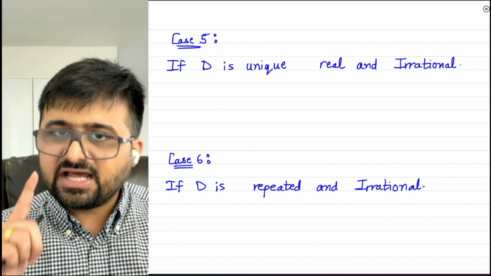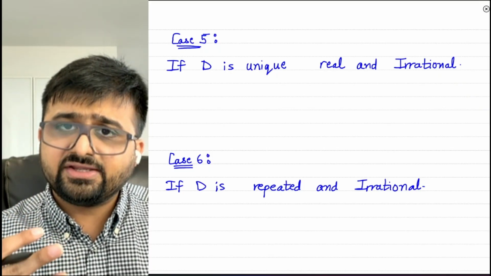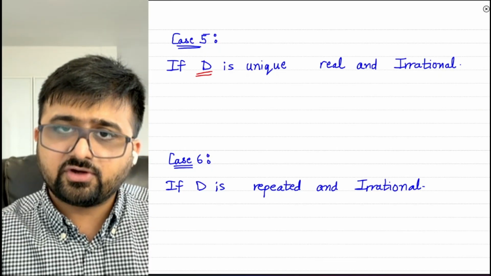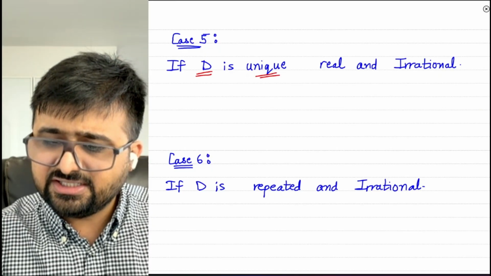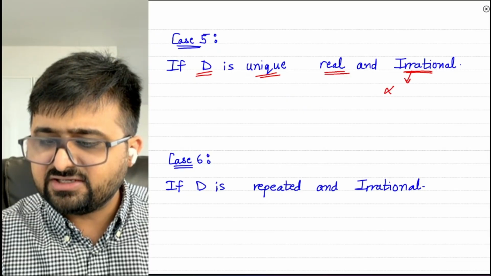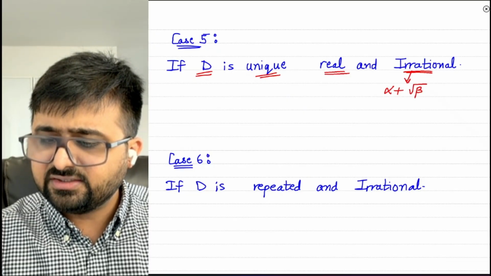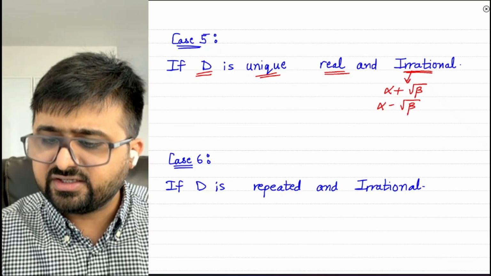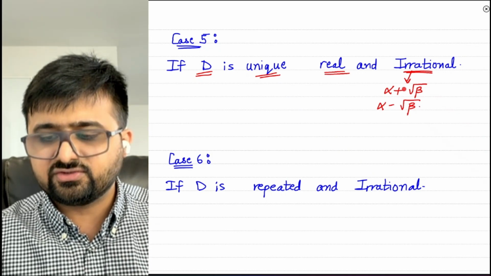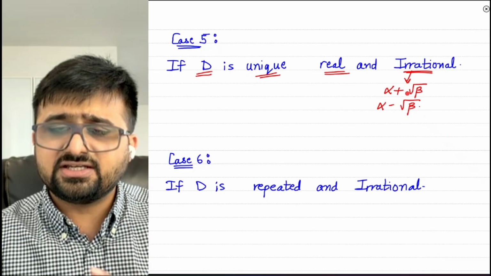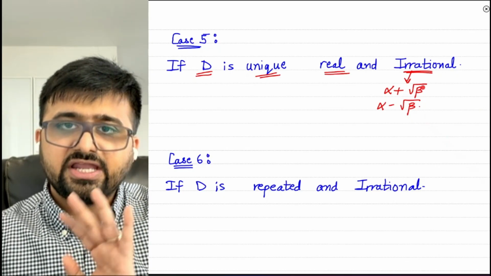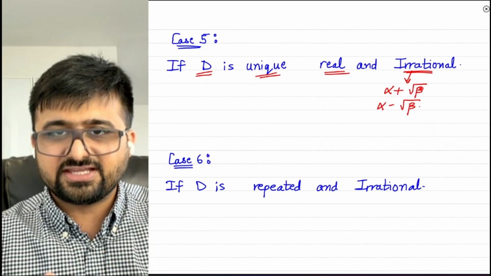Now let us look at the last two cases of finding complementary function. Let us look at the situation where the values of D from the auxiliary equation are unique, real, but irrational. Remember, irrational means the values are alpha plus root beta and alpha minus root beta. Just like complex numbers, even irrational roots occur in conjugate to each other. A square root generally means irrational if it's not a perfect square. If it was a perfect square, it would have been a rational number, and we would handle it with either case 1 or case 2 that we have been doing.